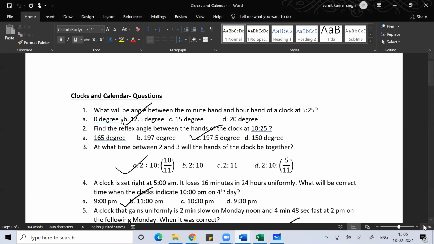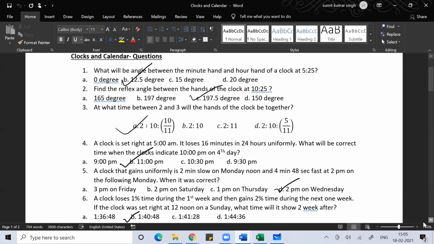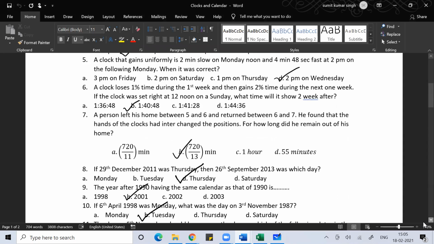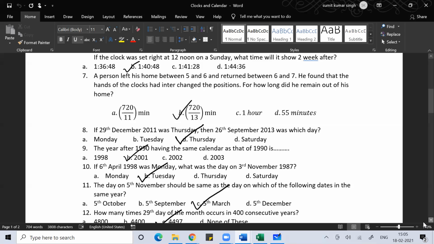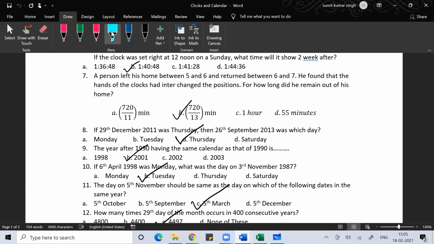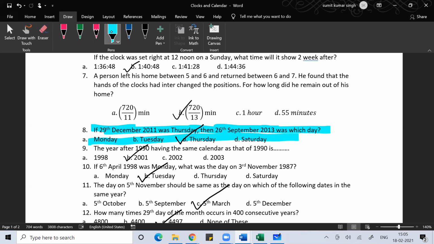If you can see something like this, this question number 8. Question number 8 is: if 29 December 2011 was Thursday, then 26 September 2013 was which day? So these kind of questions are normally asked in your exam when you sit for your placement.